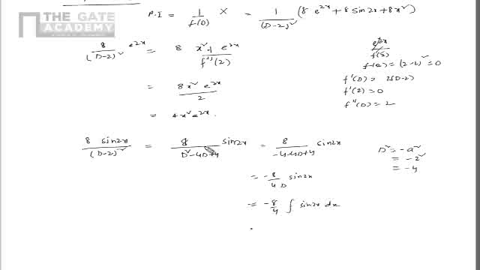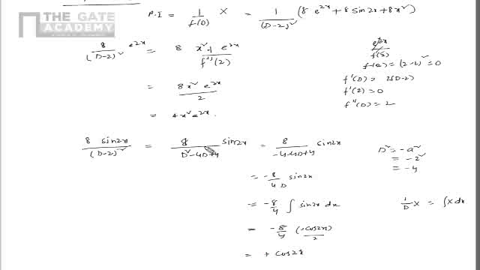1 by D is just one of the properties. We have seen this: 1 by D on x is basically the integral of x dx. That's what the inverse operator means. So −8 by 4 sin, the integration is cos 2x by the internal derivative. So this comes out to be plus cos 2x.